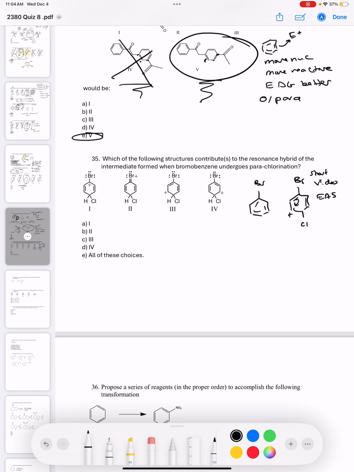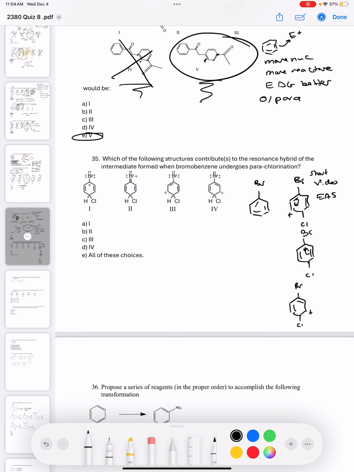So then this goes over here, and we get the Br still here with a positive charge, and then your double bonds here, and you have a double bond here, and your chlorine, and then we go here, and we get the Br with this and this, the chlorine and the positive charge here. So those are all the different resonance structures that I see.